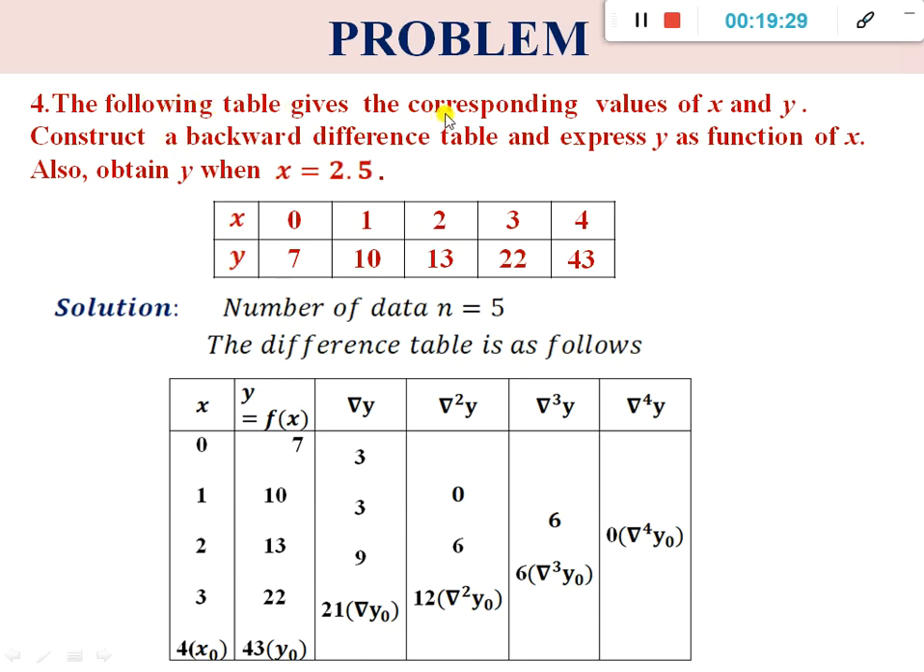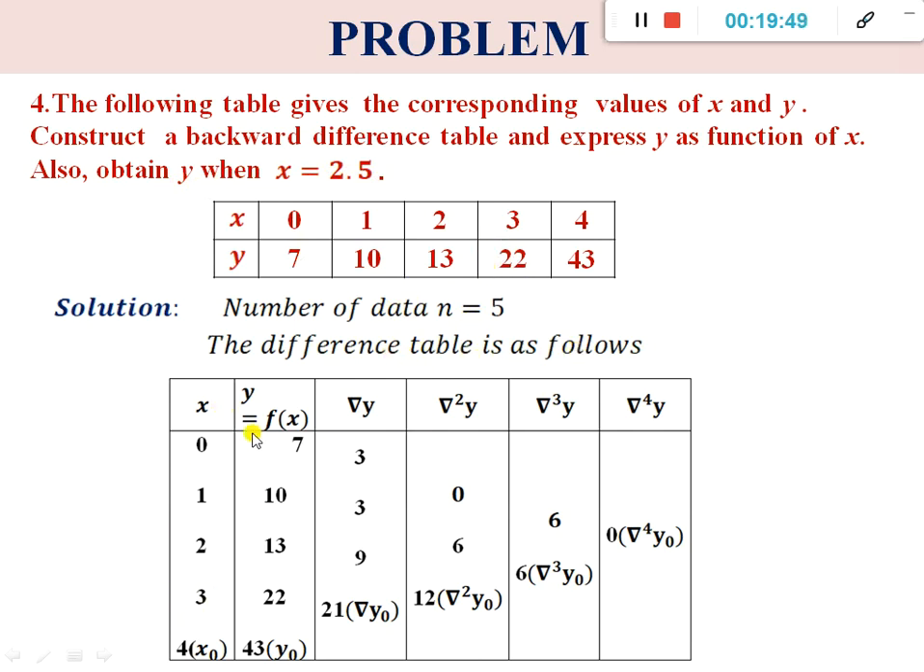The following table gives the corresponding values of x and y. Construct a backward difference table and express y as a function of x. Also obtain y when x is equal to 2.5. x and y data are here. Here the number of data points is 5. Form a difference table for the given data.